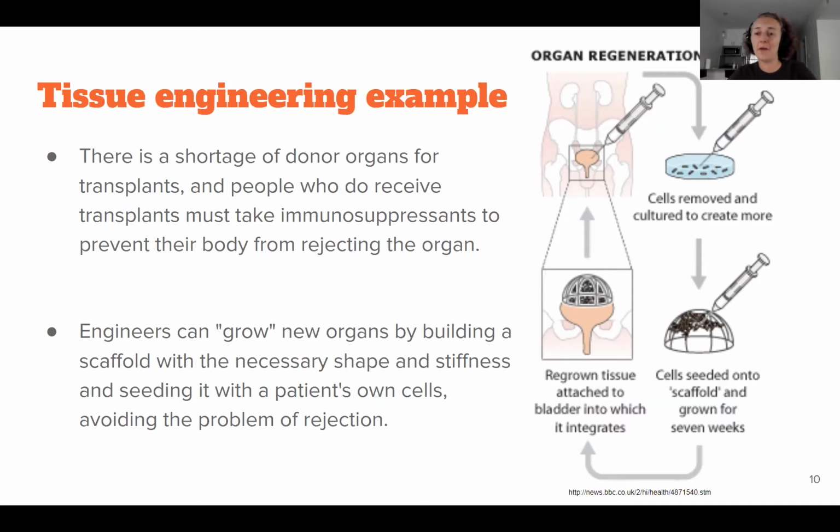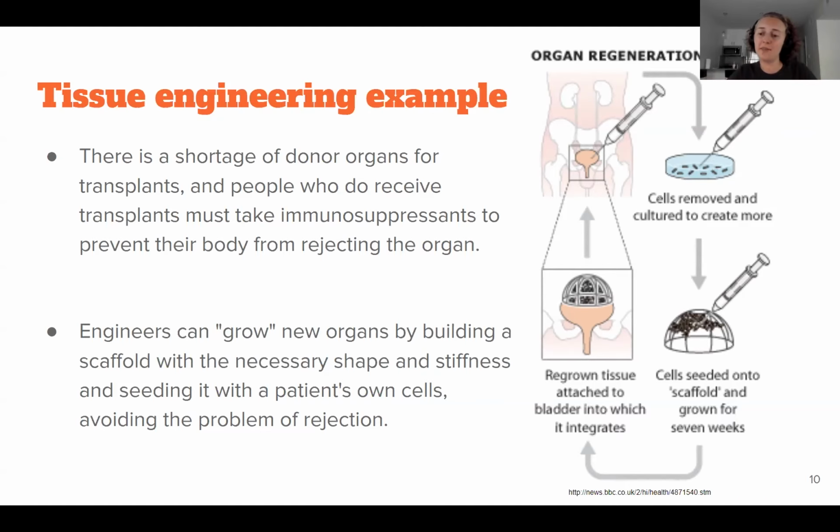And then you isolate out those cells, and similar to cellular engineering, you just grow them in a dish, in a petri dish or a well plate, and keep them in an incubator for a couple weeks until you have a large enough quantity and they've multiplied enough times. And then those cells are seeded onto a scaffold, which just provides the structure. It provides a place for them to attach to. It makes sure they grow into the correct shape.